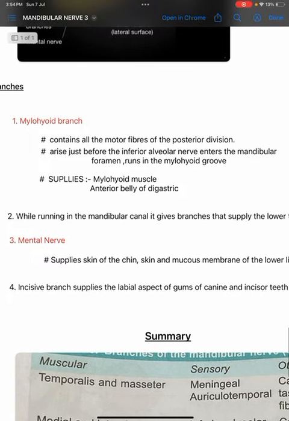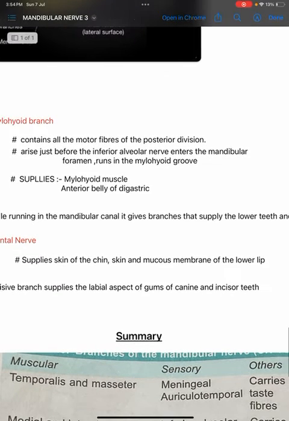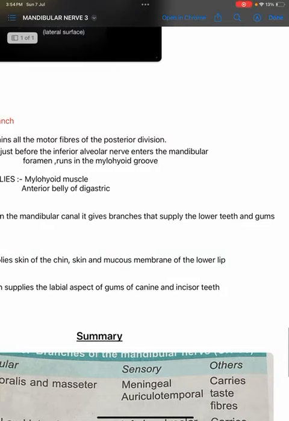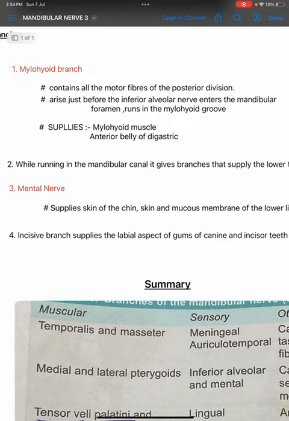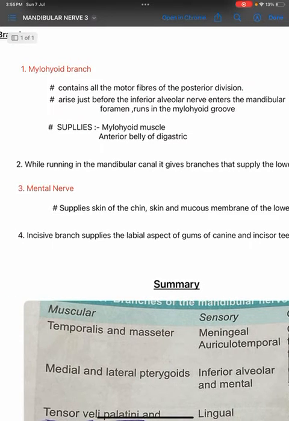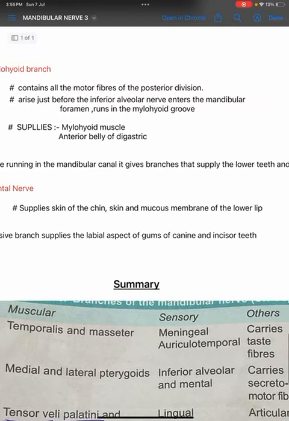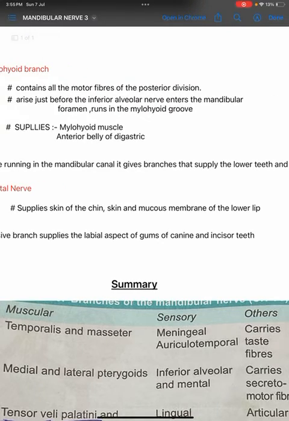And while running through the mandibular canal, it gives branches that supply the lower teeth and gums, and the final branch is the mental branch that supplies the skin of the chin, skin and mucous membrane of the lower lip. And the incisive branch supplies the labial aspect of gums and canine and incisor teeth.